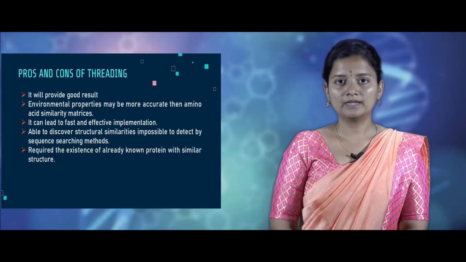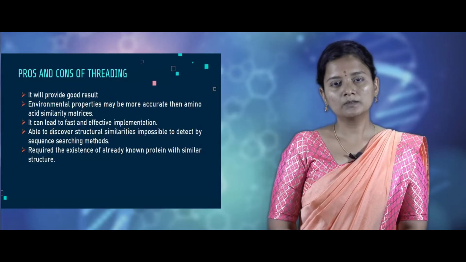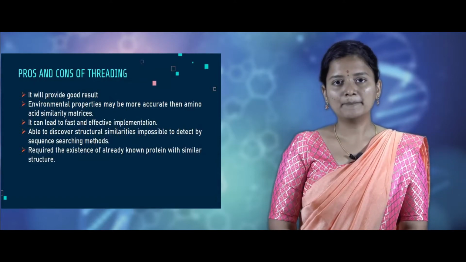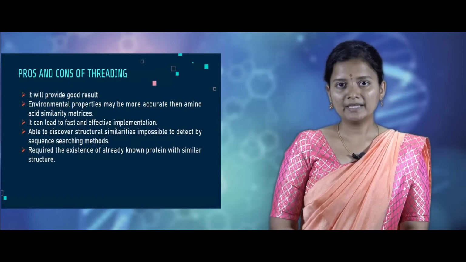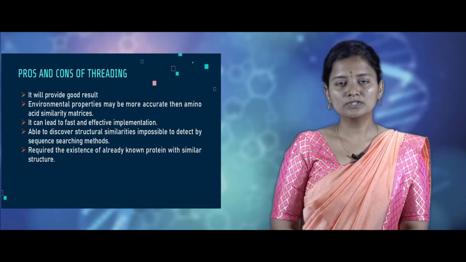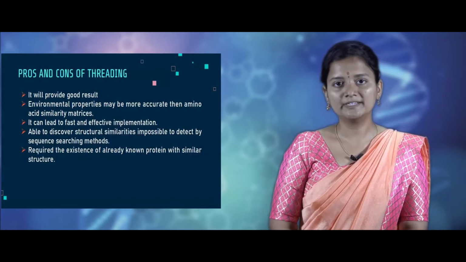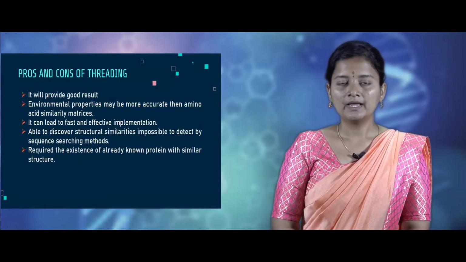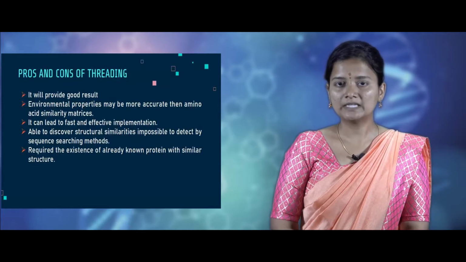Now we are going to look at the pros and cons of the threading or fold recognition method. It will give you a good result, as the experimental properties will be more accurate compared to amino acid sequence similarity matrices, and also it will be a very effective and implementable process. And then this method is used only when we have a proper protein structure which is already present or determined initially in the databases. If not, this method will not be preferred. And also it gives you sequence similarities which are not given by the sequence methods.